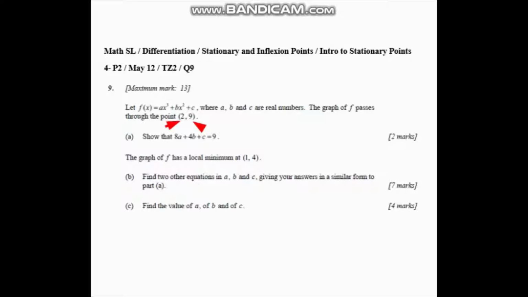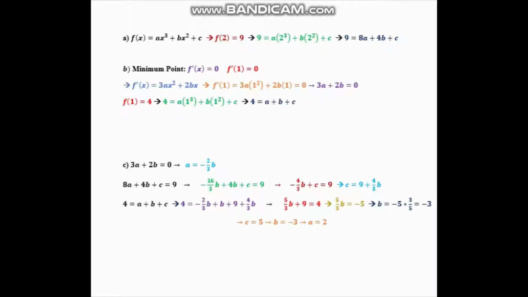And y is the same as f of x. So what we shall do is substitute f of x with 9, and substitute x with 2, each x in the equation. So let's take a look. When x equals 2, y equals 9, hence the 9 was put in place of f of x, and the 2 was put in place of each x in the equation, and this gives us 9 equals 8a plus 4b plus c, which we were required to show.